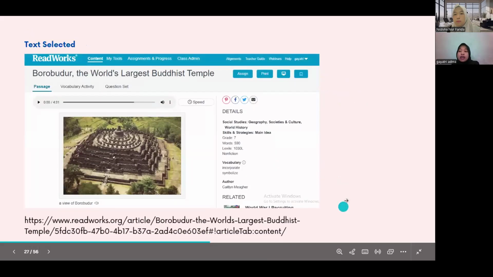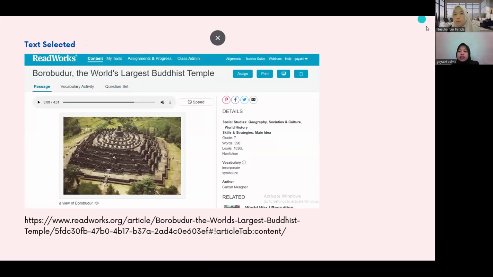And yeah, here I select the text from the internet, from a website called ReadWorks, and I choose this one, Borobudur, the world's largest Buddhist temple. Why did I choose this one? Because I think the text is aligned with the Indonesian context. We know that Borobudur is in Indonesia, and I think the students mostly know about the temple, right? So that's why I choose this one.